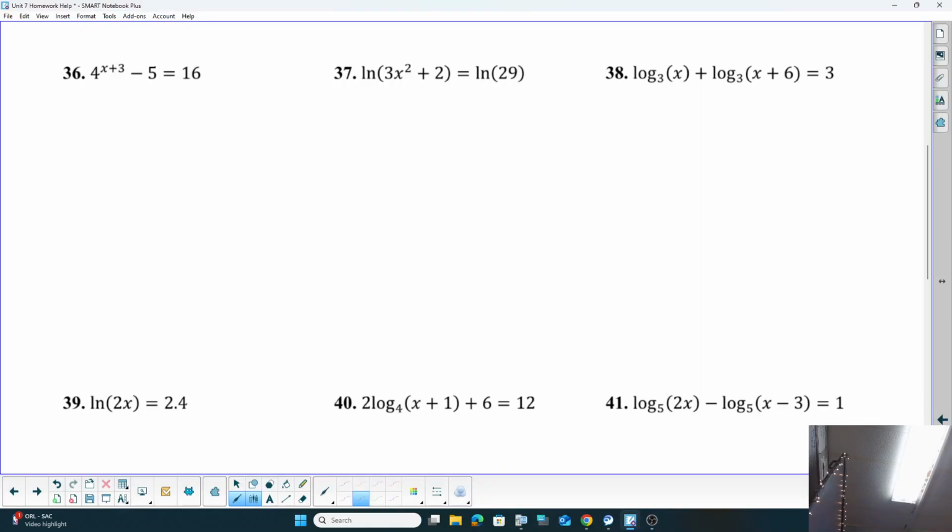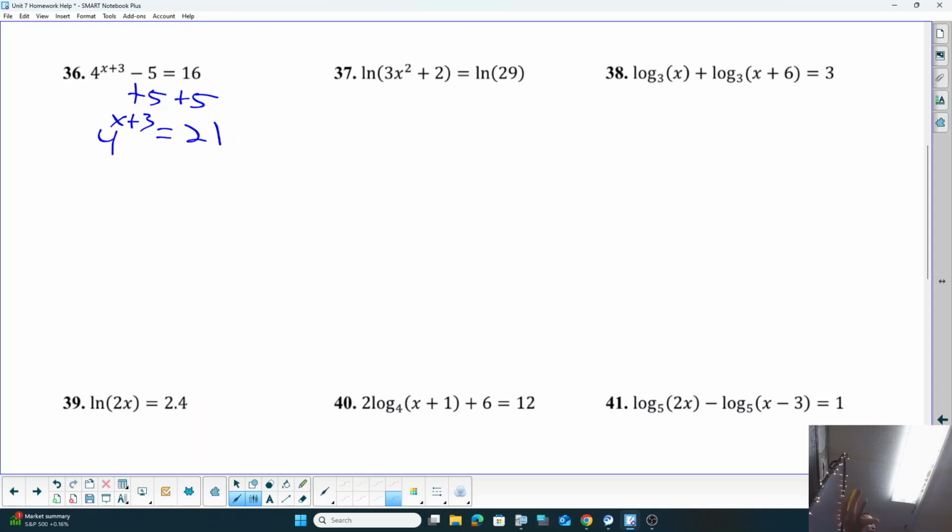So we are doing a video here with logarithms. Right? So number 36, you have to go ahead and add 5 to the other side first. You gotta do SADMAP. So you get 21 on the right side.